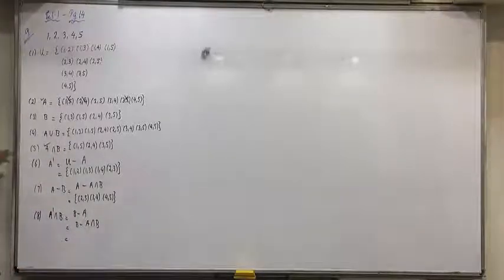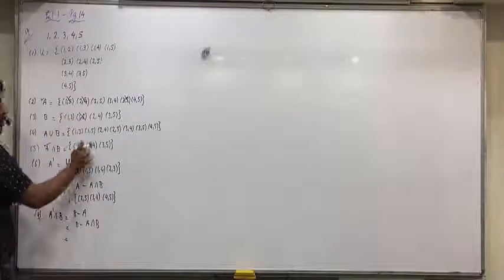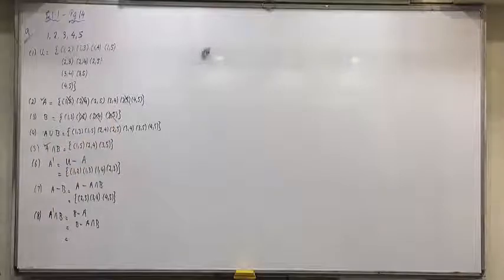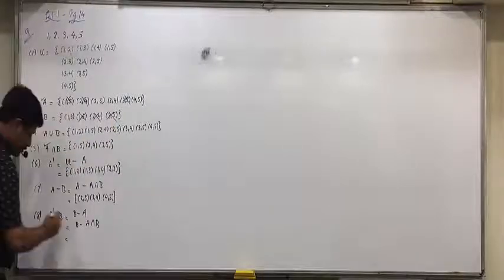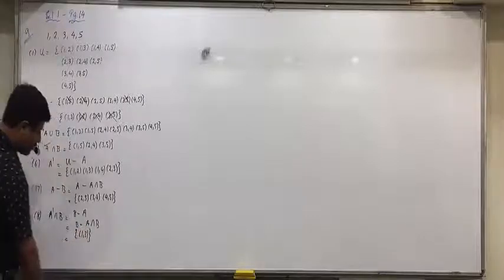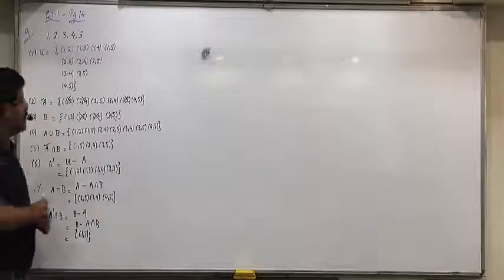Now exactly the same way as we did for the seventh one. From B we have to subtract A intersection B, means from B we will subtract (1,5), (2,4), (3,5). So what will remain in B? Only (1,3). Did you understand this? Now the 8th question is done.